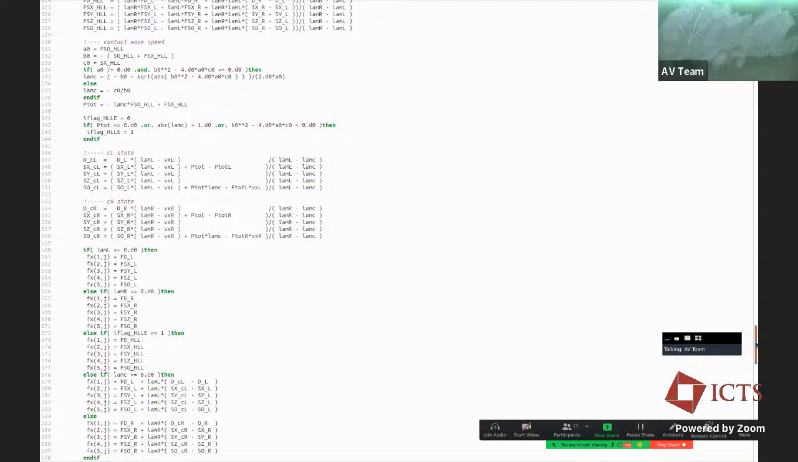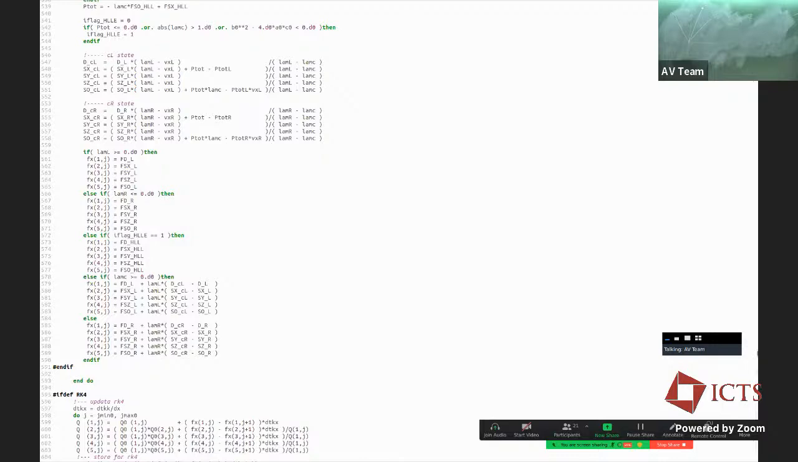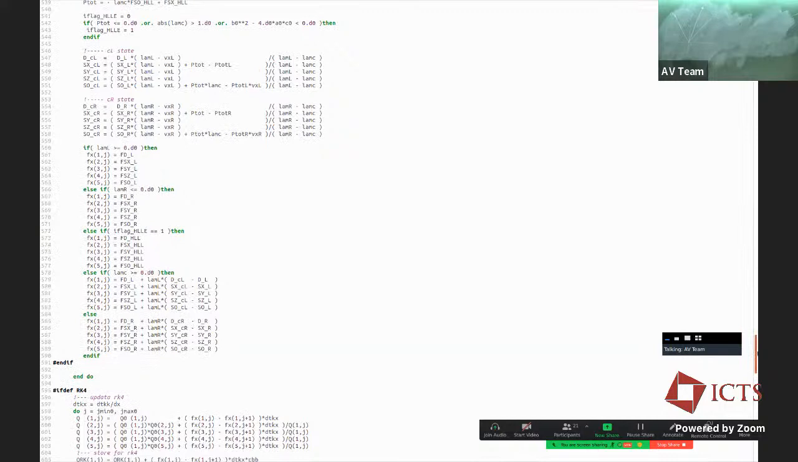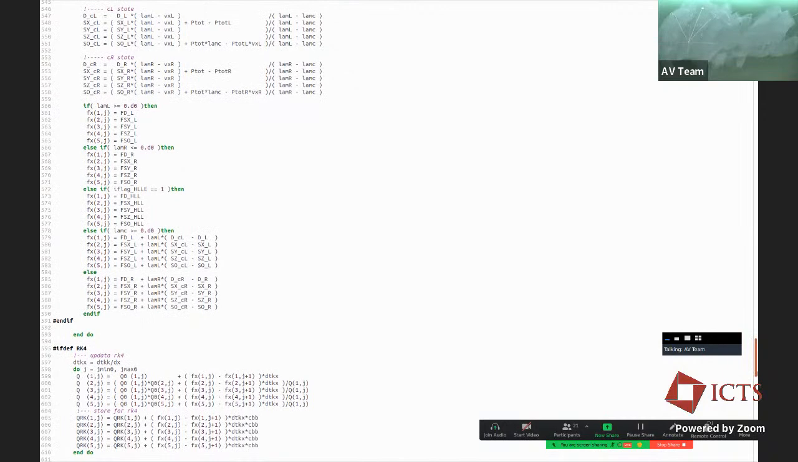Then, depending on the sign of lambda L, lambda R, and lambda C, you can guess which is the case. In this example, the next step is a CL state. It's going to be here, but if lambda C is here, maybe this is the case. Anyway, this is the physical flux scheme for the HLLC.